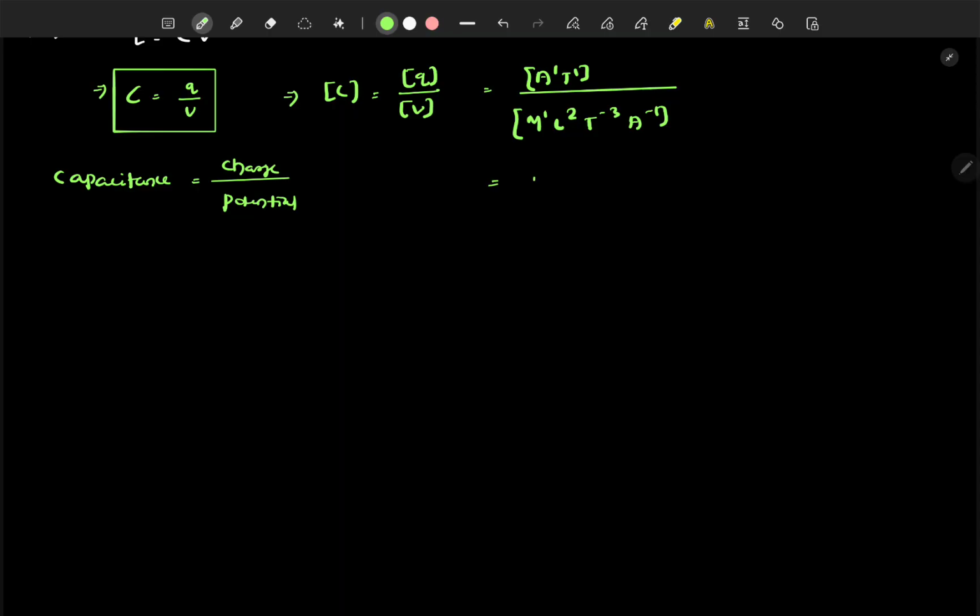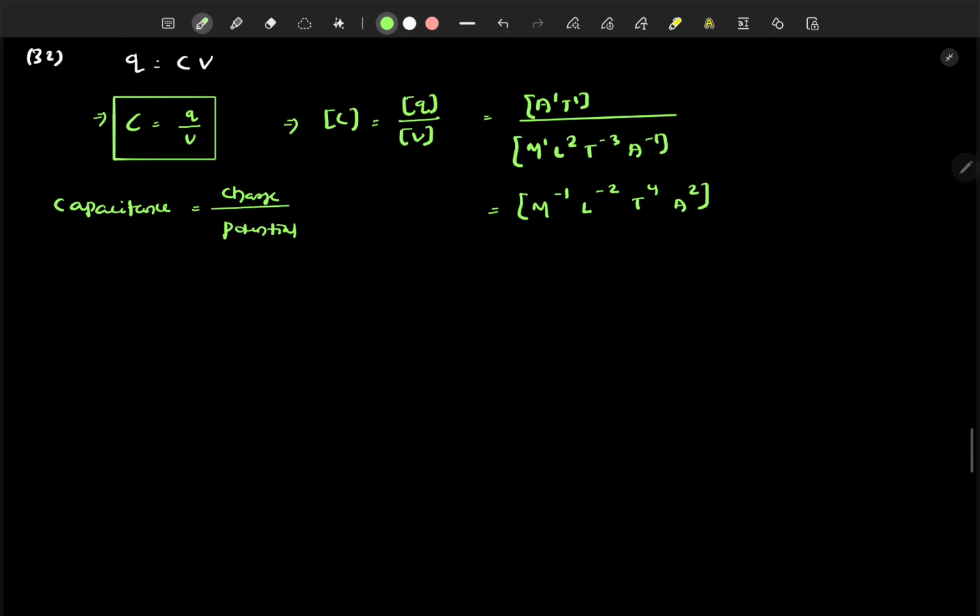So after solving, we can say M power minus 1, L power minus 2, T power 1 plus 3, that is 4, A power 1 plus 1, that is 2. So minus 1, minus 2, 4, 2 are the dimensions of capacitance in terms of mass, length, time and electric current respectively. This is your quantity number 32.